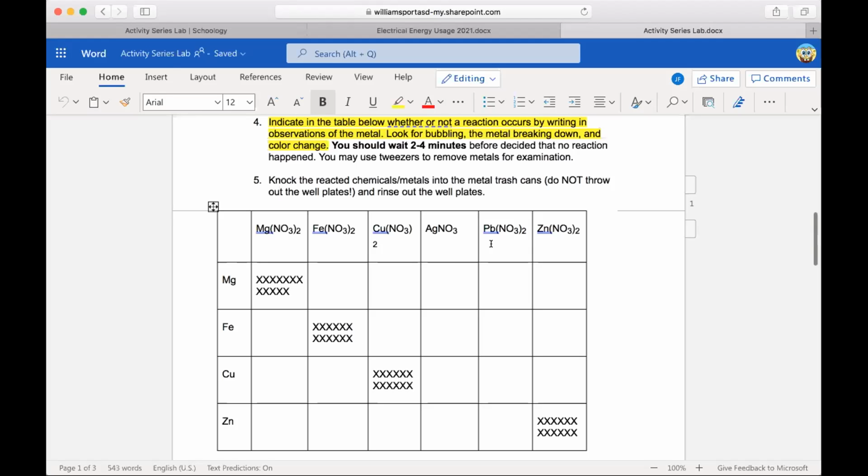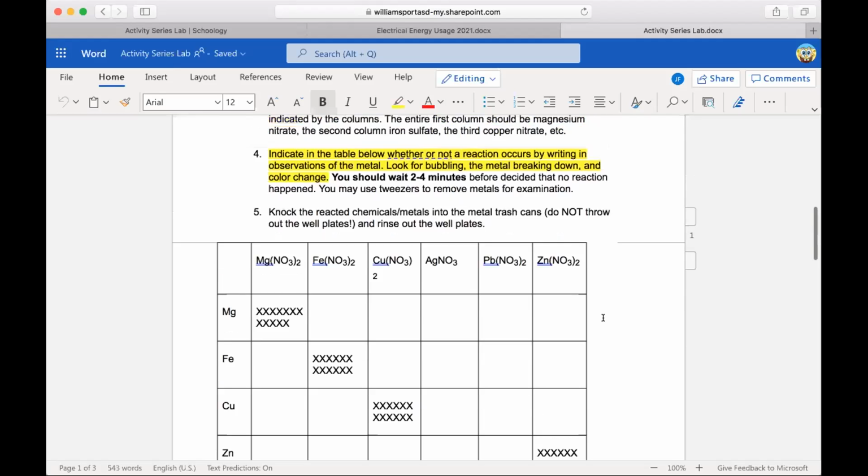There's no silver and lead. We didn't react silver and lead with the different things, so there are really only 4 different kinds of metals. But basically, we've got well plates in which we place pieces of magnesium in iron nitrate, copper nitrate, silver nitrate, lead nitrate, and zinc nitrate. Same thing, we place pieces of iron in magnesium nitrate, copper nitrate, silver nitrate, lead nitrate, and zinc nitrate, and so on and so forth.